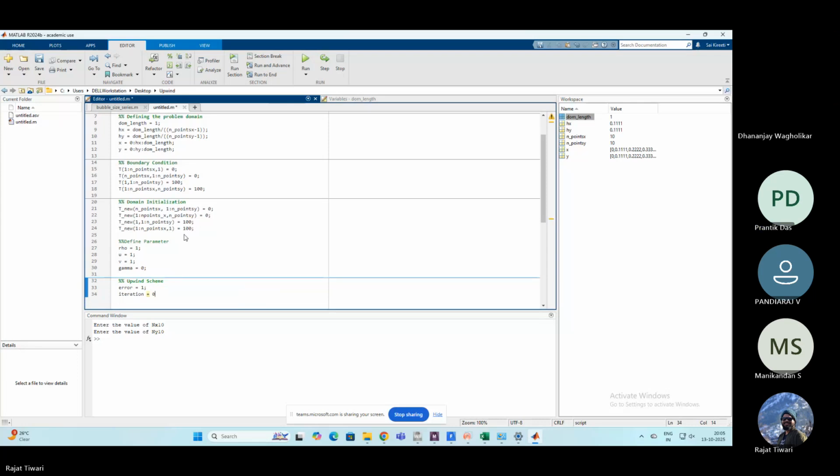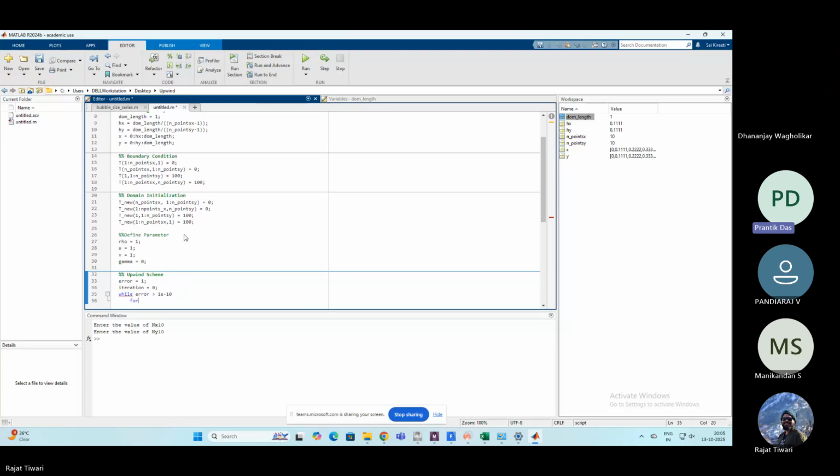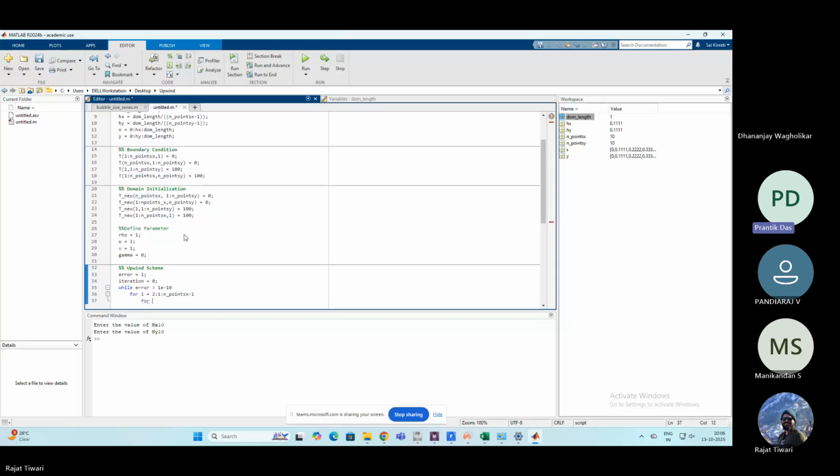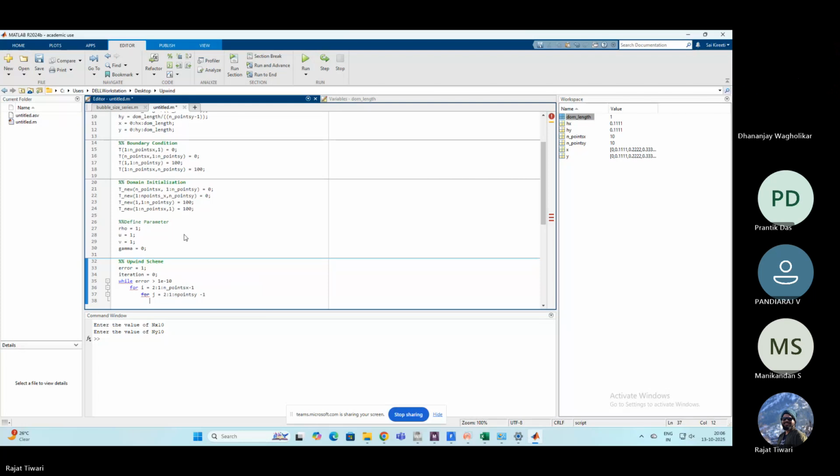And while error is, so error is taken to be 1 so that it actually goes into the loop. That's the intention of mine. So for i equals 2 to n points x minus 1, since n point x is my boundary, I'm not going to change the value there. And for j equals 2 to n points y minus 1.